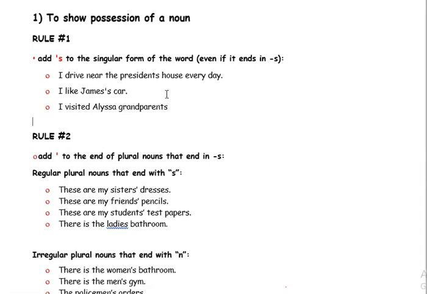So if we're talking about 1 president, then I put my apostrophe before the S, like that. Singular means 1, right? The root word of singular is single, and you all know what single means. The next one is, I like James's car. It doesn't make sense to just write it without an apostrophe, because James is the owner of the car. So how do we know he's the owner of the car? If we put an apostrophe and S.